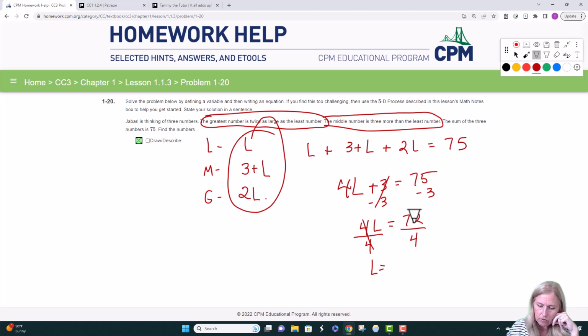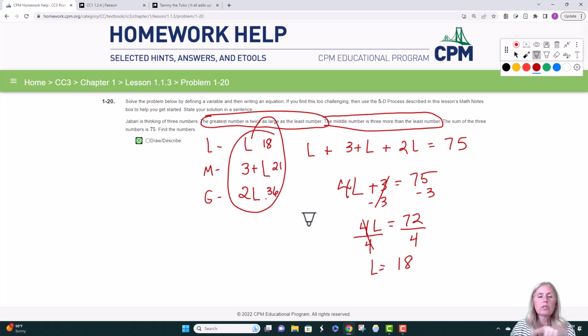L equals... 4 goes into 7 once, subtract... 32. That would be 18. Okay, so we know one of the numbers is 18. So let's come back up here. If L is 18, we can figure out the middle number because that's 18 plus 3, which is 21. And then the greatest one was 2 times the L, which was 18. 2 times 18 is 36.